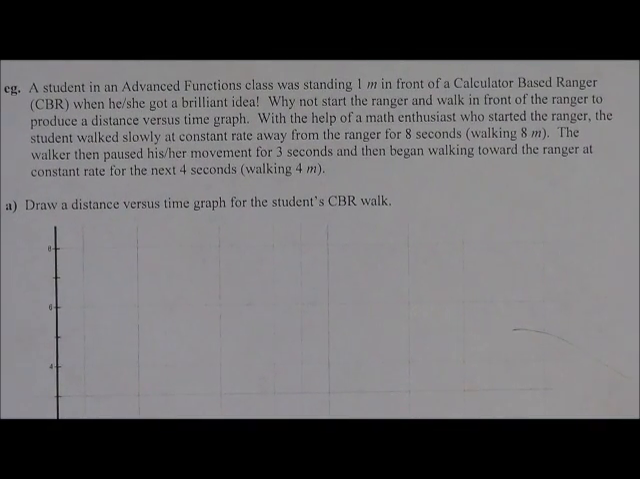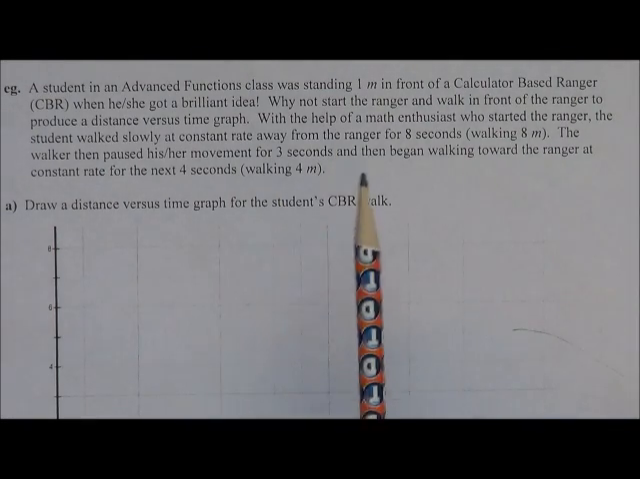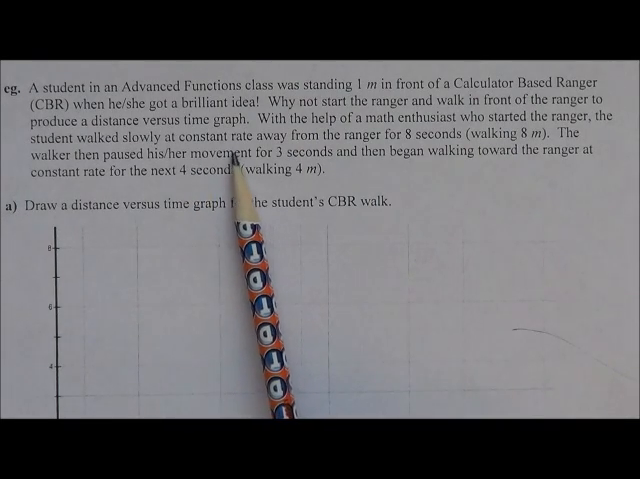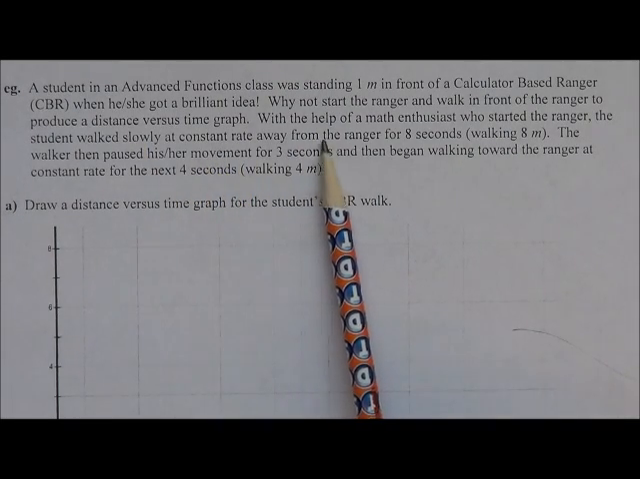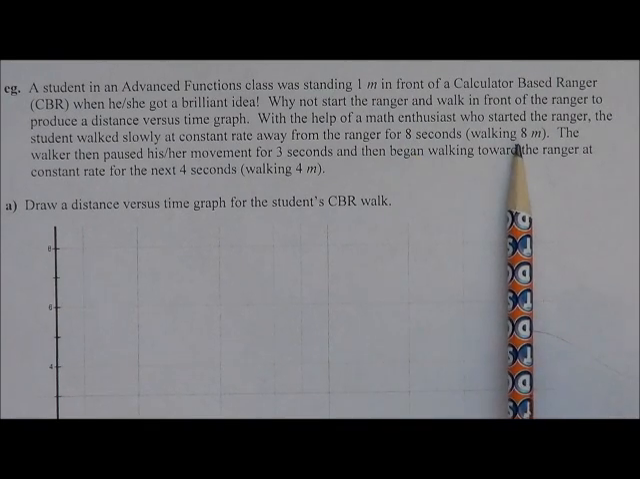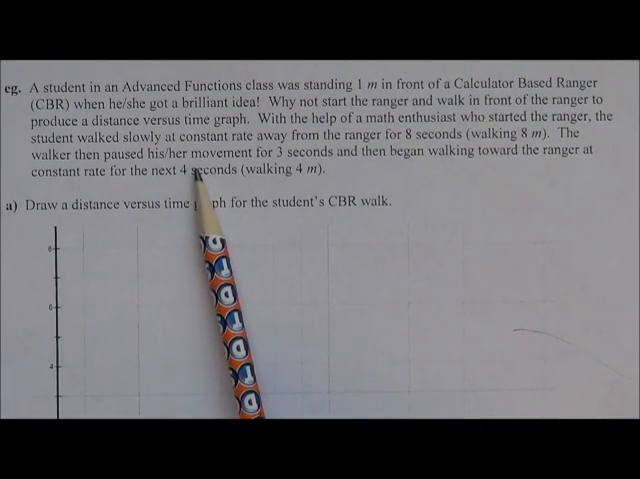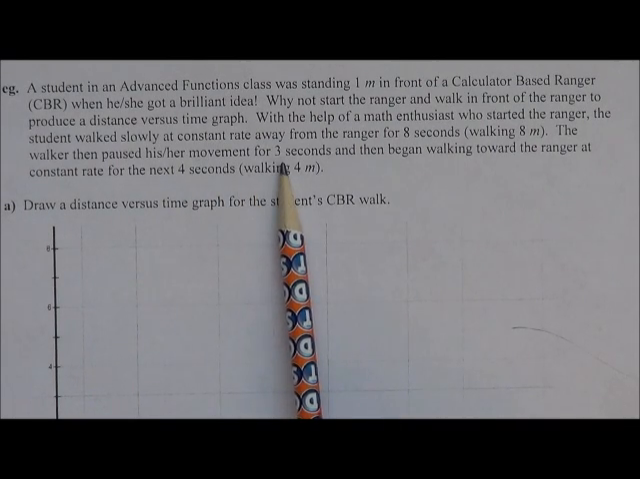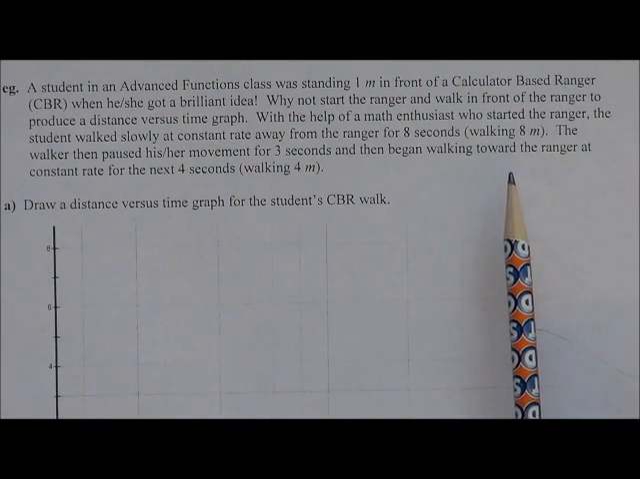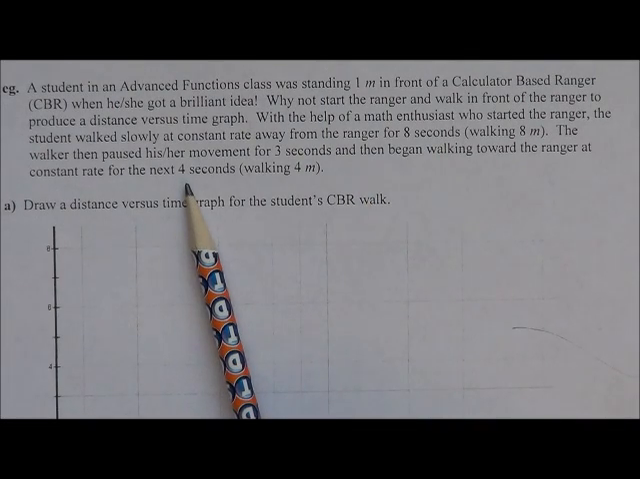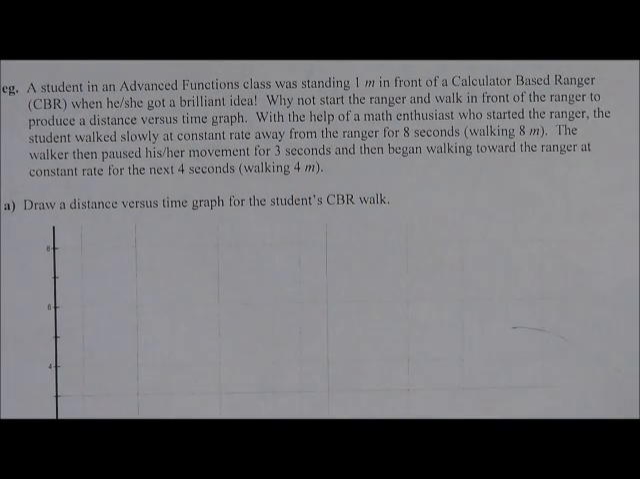Okay, so we have a student in front of us with a calculator-based ranger, and that student wants to get a distance versus time graph. We've got the idea that this walker is going to be walking slowly away at a constant rate for 8 seconds, walking 8 meters. The walker is then going to pause for 3 seconds and then begin walking toward the ranger at a constant rate for the next 4 seconds, walking 4 meters. Okay, so let's take a look at this.